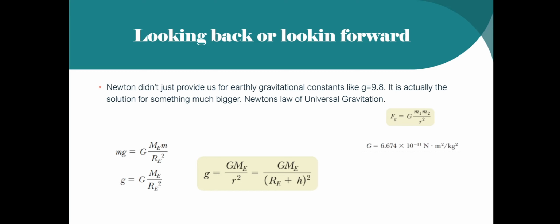Newton didn't just provide us with earthly gravitational constants like g equal to 9.8. It's actually the solution for something much, much bigger: Newton's law of universal gravitation. Newton didn't just do the Earth-based system, he did any universal gravitation, any planet, any star system, multiple masses. It unlocked the door to why galaxies and planets are moving, why the orbits are the way they are. An insane amount of knowledge came out of this equation, and it's rather a simple one. I'm just going to walk through it here for you.